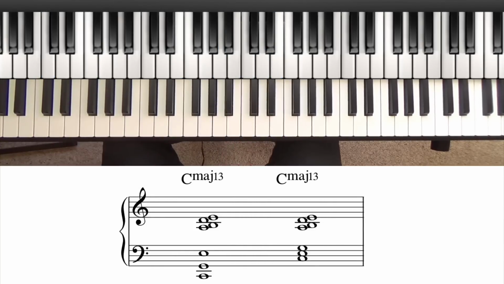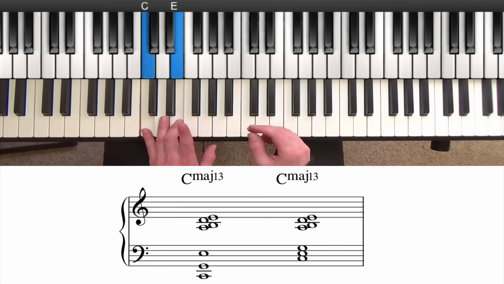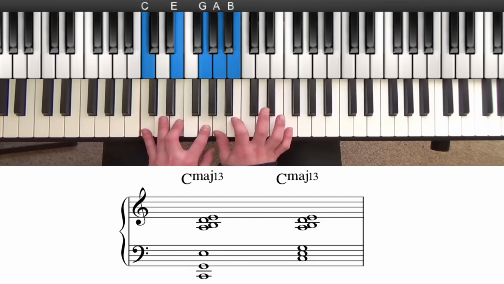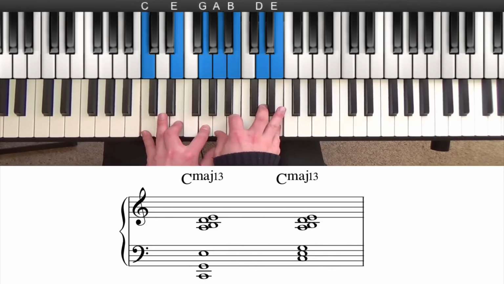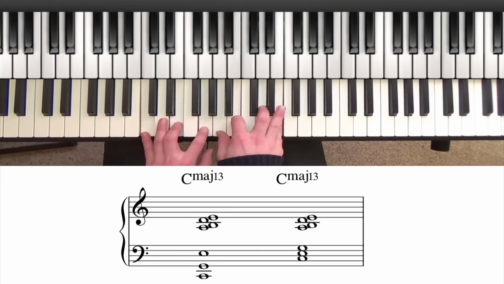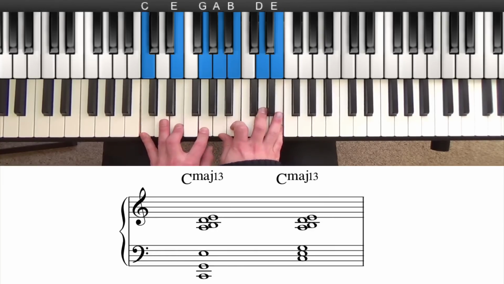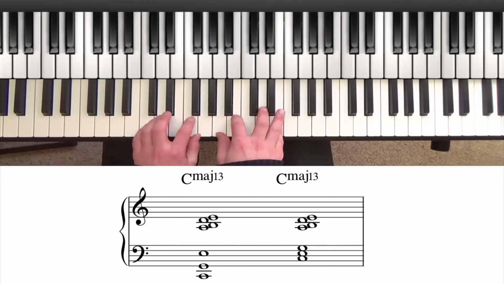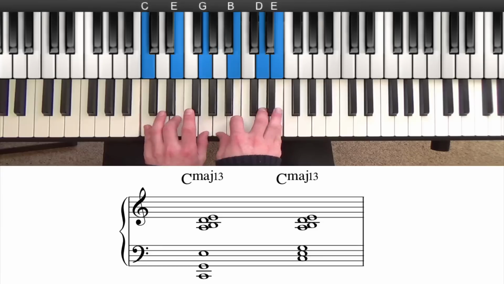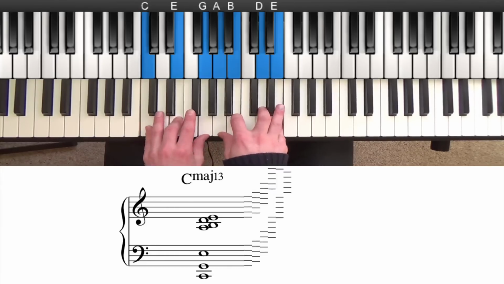So the second one is a lot closer together. We have the root, the 3rd, the 5th, the 13th, the 7th, the 9th, and the 3rd. So this one's much easier to play than the last one. So have a play around with those.